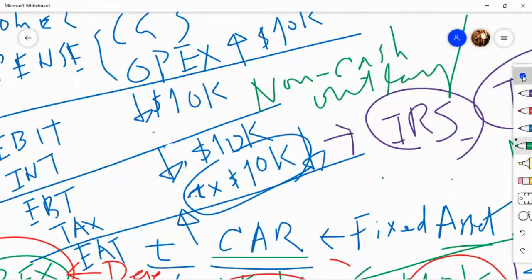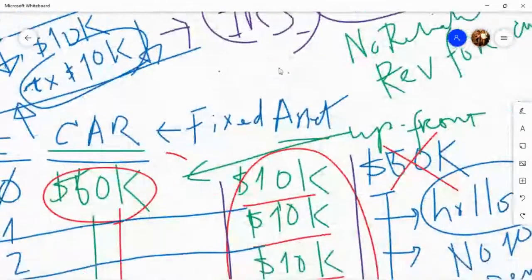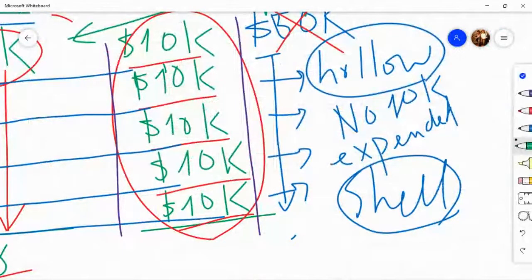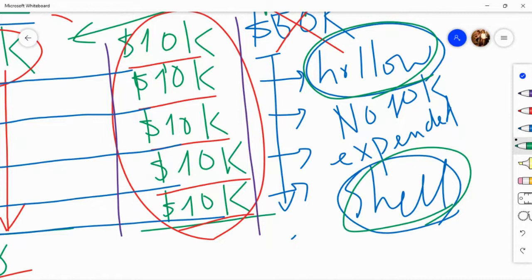That means no cash was actually expended. No cash was actually paid, right? It's a hollow shell, which gives you a tax shelter or tax break in a way. Not in year 1, but in year 2, 3, year 5, that gives you a tax break, right? Your taxes go down by as much as tax rate times 10K every year, between year 2 and year 5.